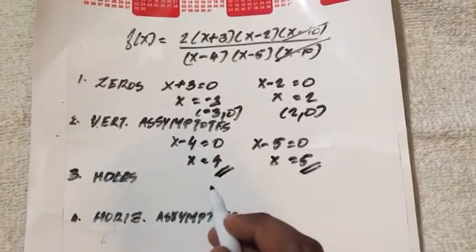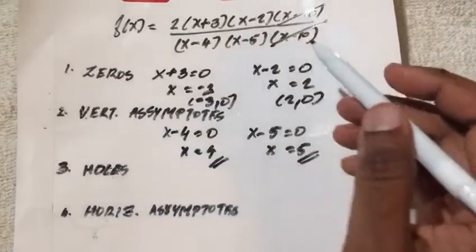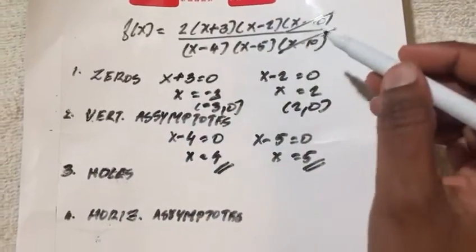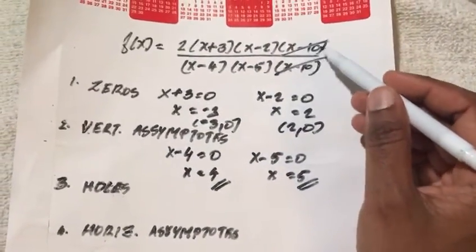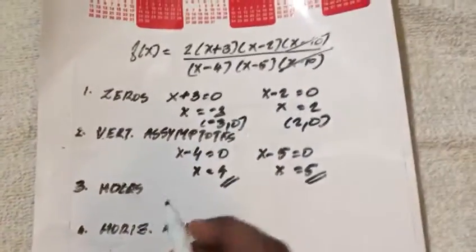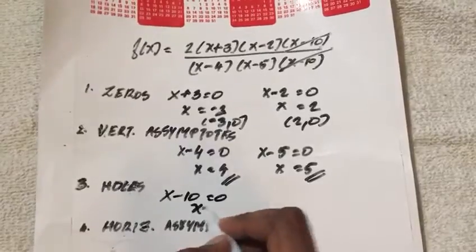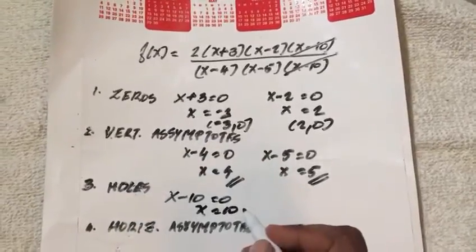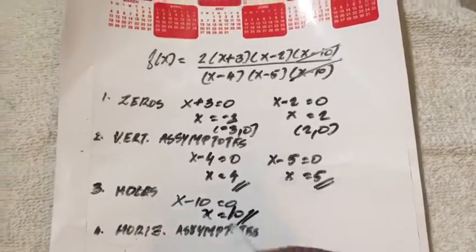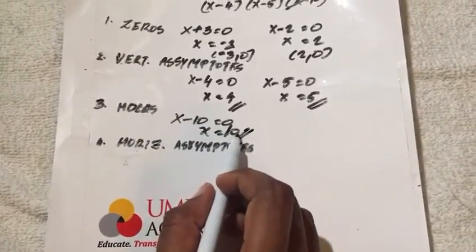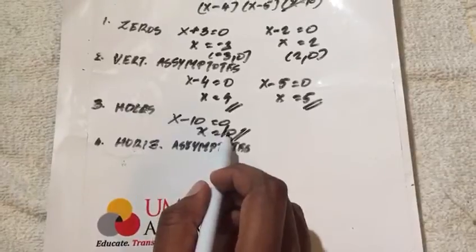Now the holes. The holes are the points of discontinuity in the graph, and they can be obtained from the terms that were common in the numerator and the denominator. That's x − 10 here. So x − 10 = 0 means that at x = 10, you have a hole in the function. That's the x coordinate of the hole.